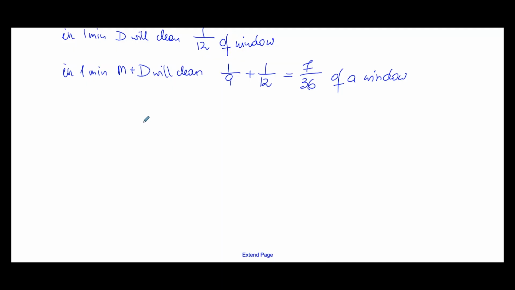So if I have 35 windows and I divide by how much of a window they clean in 1 minute, we're going to get how many minutes it will take them to clean 35 of them. And again, when we put that in the calculator, we get 180. So it takes them 180 minutes to clean 35 windows.